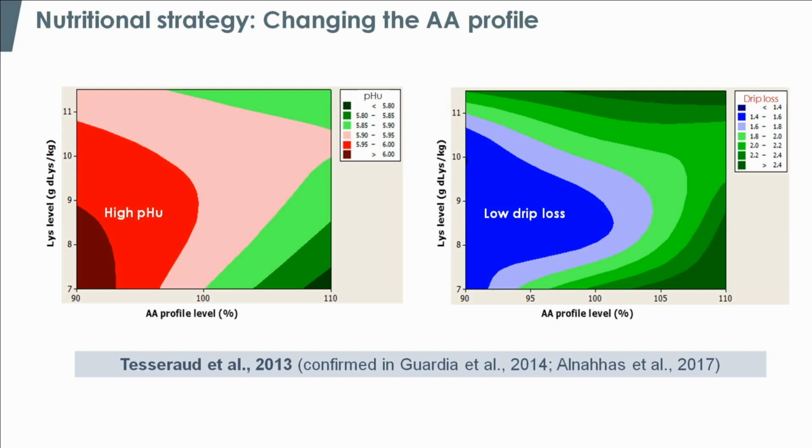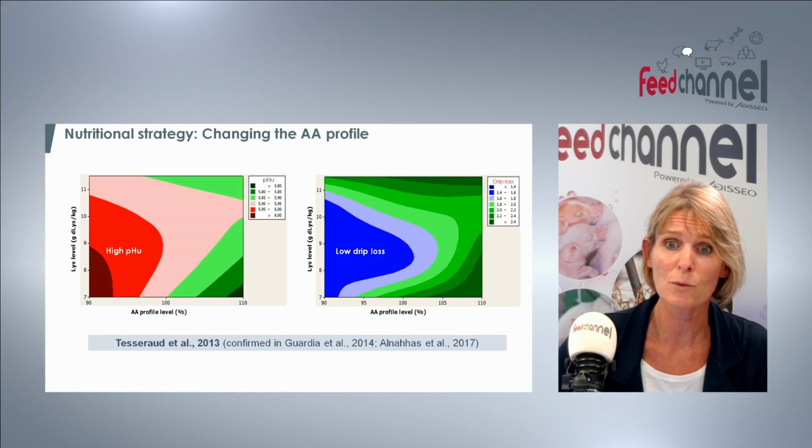And what we demonstrated is that the balance of amino acids can really change the amount of glycogen in muscle, with real impact on meat quality. And this is very efficient because by changing the amino acid balance during 3 days before slaughter, we were also able to change drip loss and processing yield of the meat.